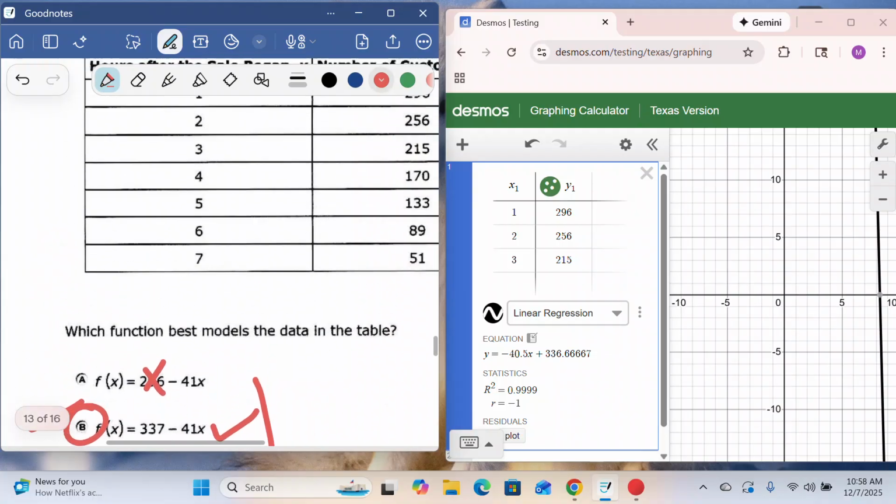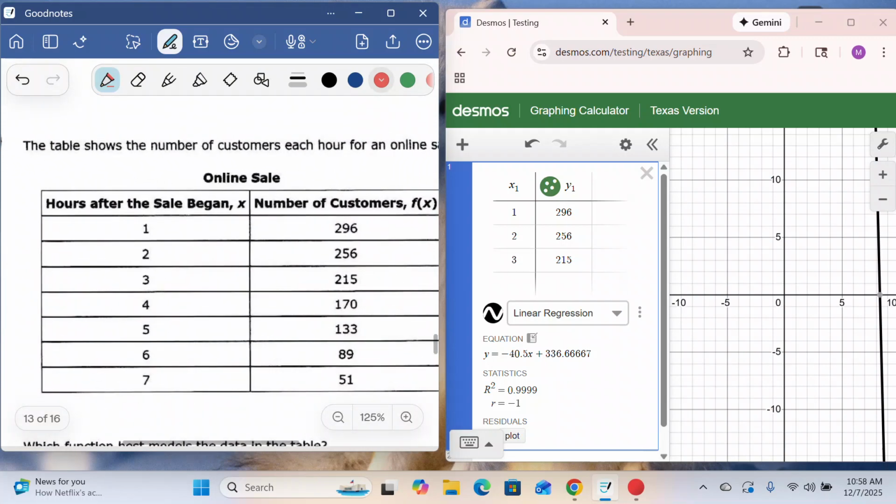The other thing I want to remind you is that usually our hours are our x value right here. And this time they give it to you.